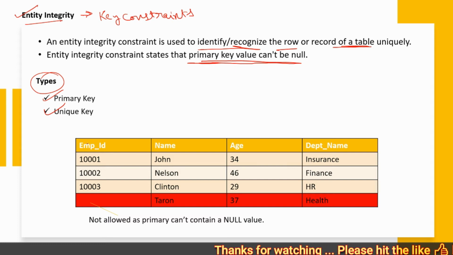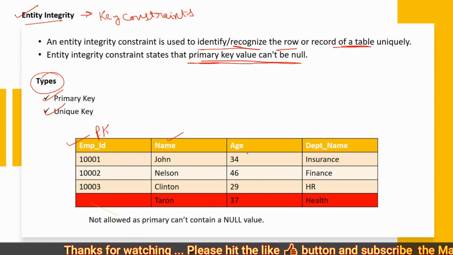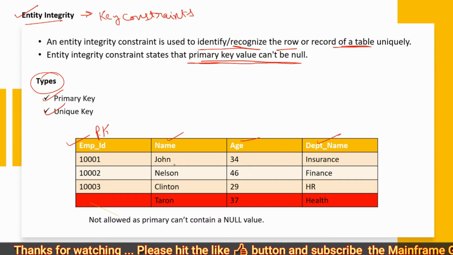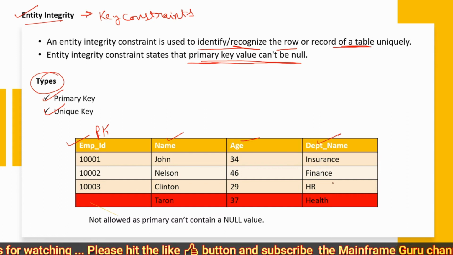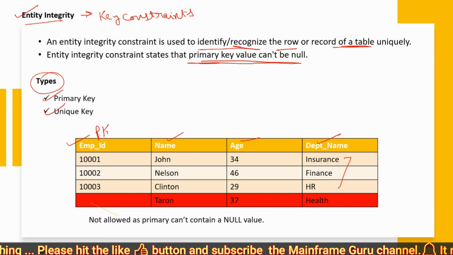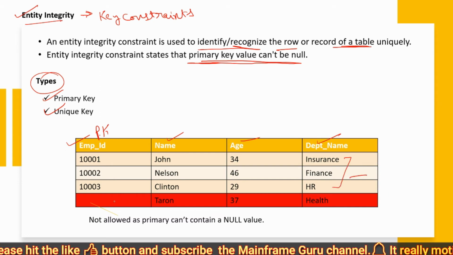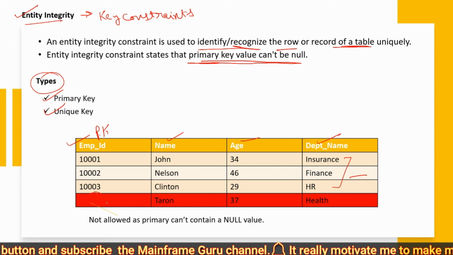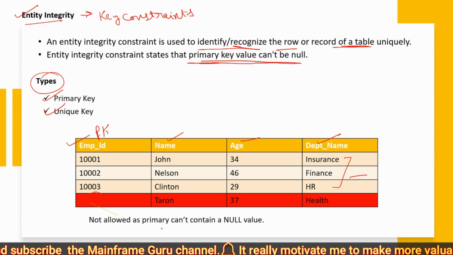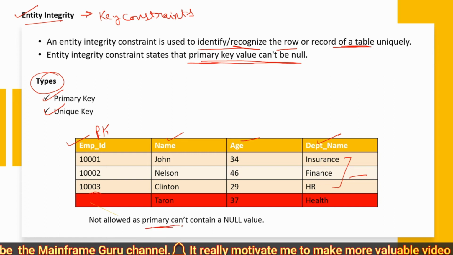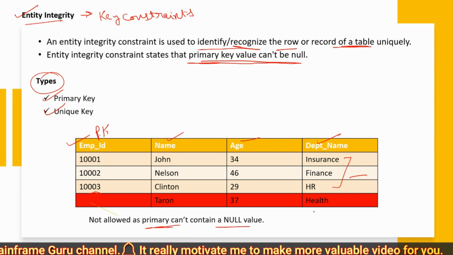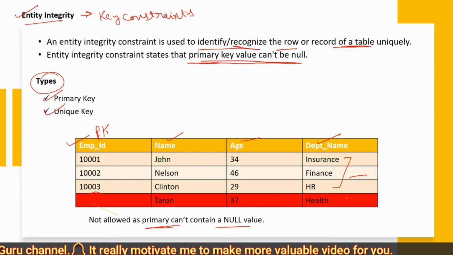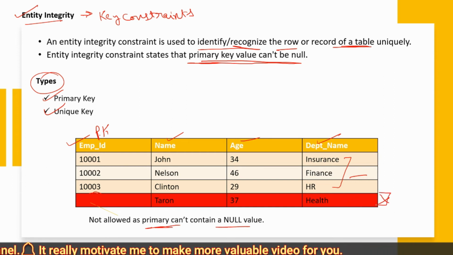Like for example, we have employee id, which is primary key, and name, and then age, then department name. But I have entered the first three records successfully, but in the fourth record there is null value, means we are entering no value here. So it is not allowing because primary key can't contain a null value, so this will not insert this record into the database. Okay.